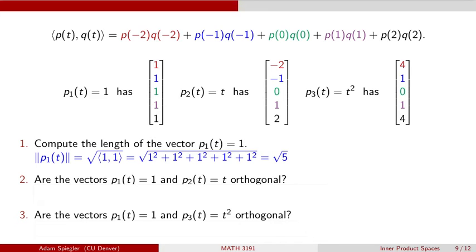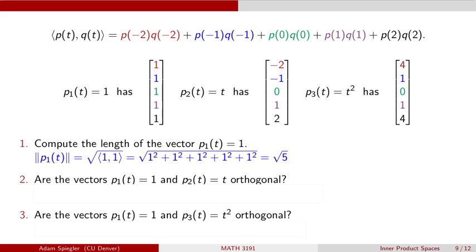Question 2 is asking us, are the vectors p1 of t, which is the polynomial 1, and p2 of t, which is the polynomial t, orthogonal to each other? Be sure that there's a difference between saying whether two things are orthogonal or linearly independent. These two polynomials are definitely linearly independent, since one is not a scalar multiple of the other, but that has nothing to do with whether or not they might be orthogonal. That is a condition that's based on the inner product that we've defined.